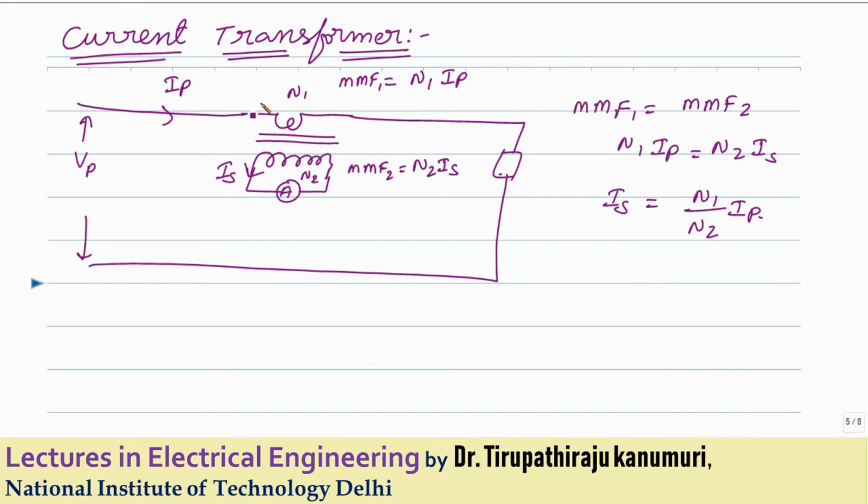And the second point: in order to safeguard the personnel who are operating this equipment, one terminal of the CT is always grounded. That means even if the insulation is removed or disconnected by mistake, as it is connected to ground, it will be at ground potential. The person operating here will not be affected.